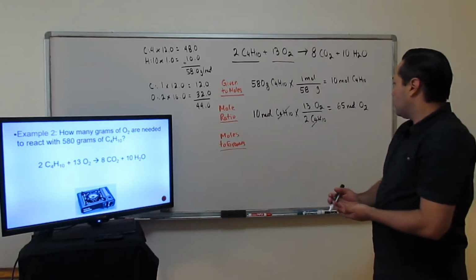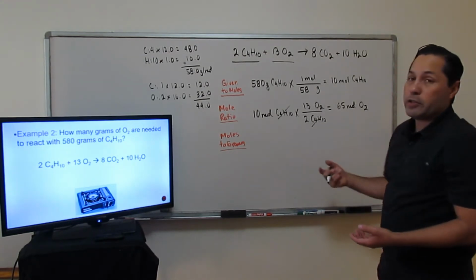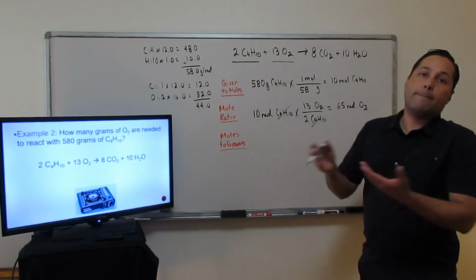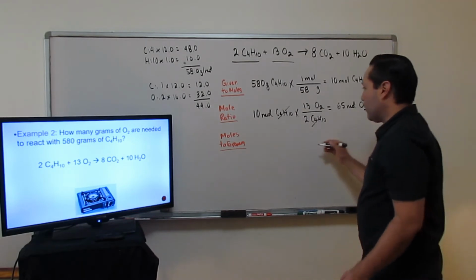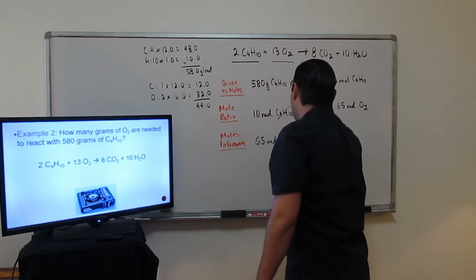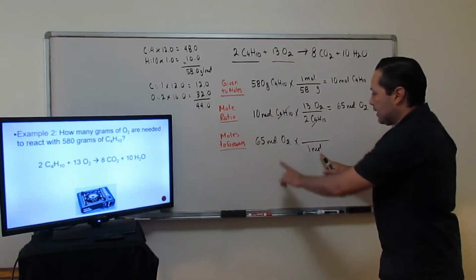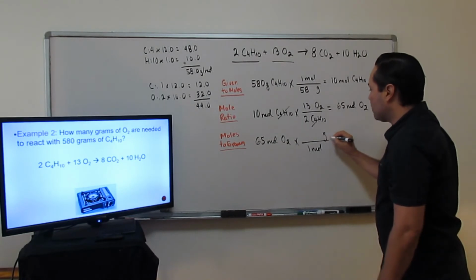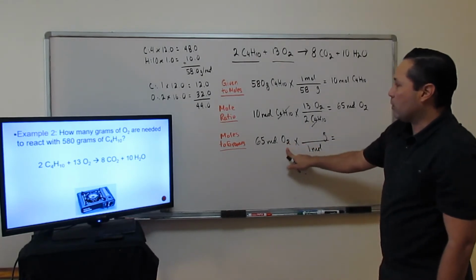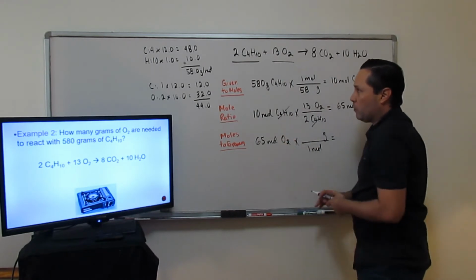Alright, so what's next? Our third and final step. We're going to take these moles of oxygen and switch them from moles back to grams. And that will be our answer. So we have 65 moles of oxygen gas. And we're going to put moles in the denominator so that they can cancel each other out. It will be grams in the numerator. Grams of what? Grams of carbon dioxide? No, grams of oxygen, since that's what we're looking for.